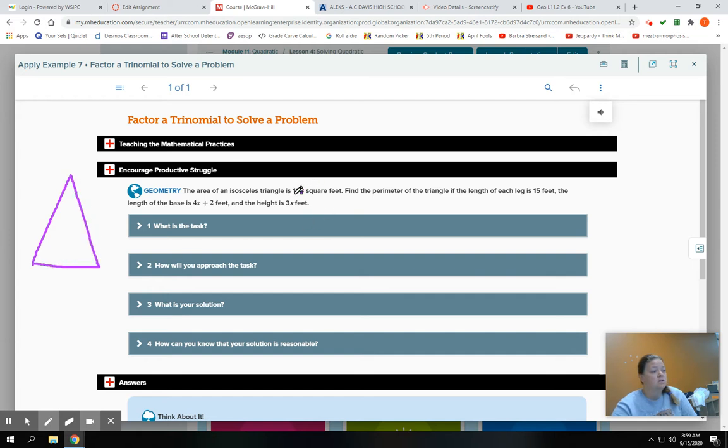The area is 108 square feet, and we want to find the perimeter. The length of each leg is 15 feet, and the length of the base is 4x plus 2 feet, and the height is 3x.